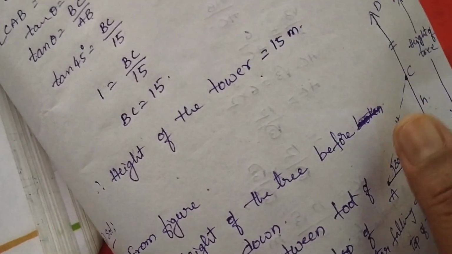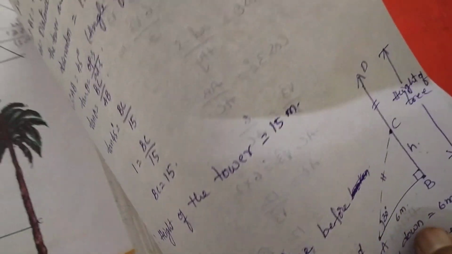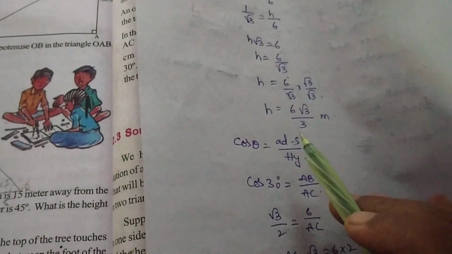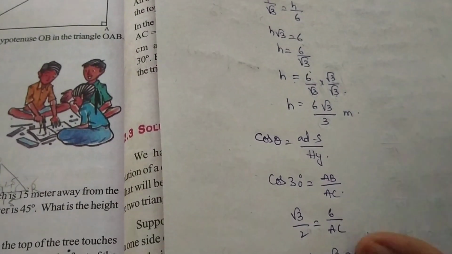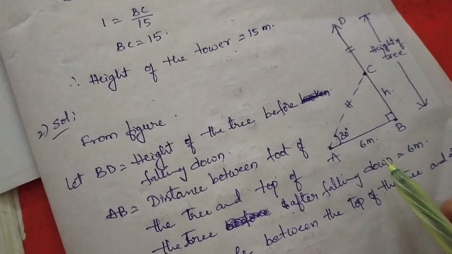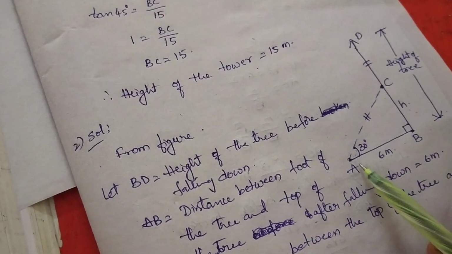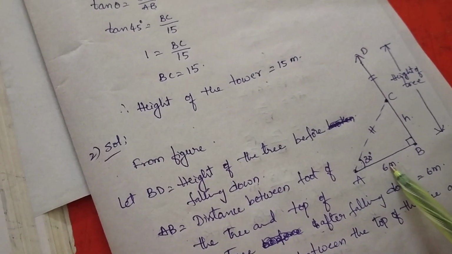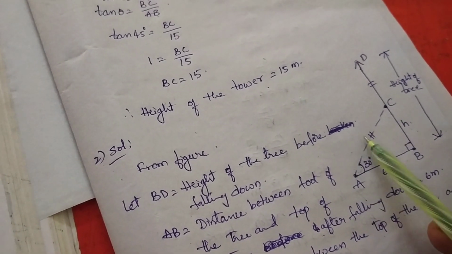Now we need to find out AC. AC we can calculate by using the Pythagoras theorem also, but rather than the Pythagoras theorem it will become easy to calculate by using trigonometric ratios. In this triangle, AC is the hypotenuse and we know AB as the adjacent side for 30 degrees.